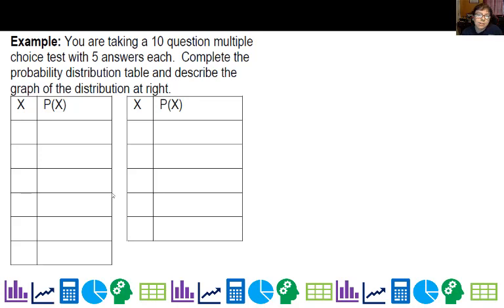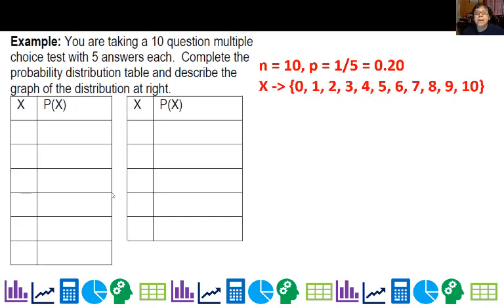Well, X is going to depend on what we're looking at, but N and P, that's the same for this scenario. N is 10 because there are 10 questions. P is 1/5 or 0.20. All right. My possible values for X will vary depending on what the question is, right? So it could be anywhere from 0 to 10 questions correct.